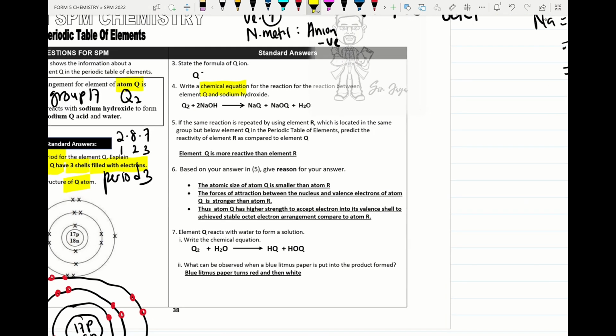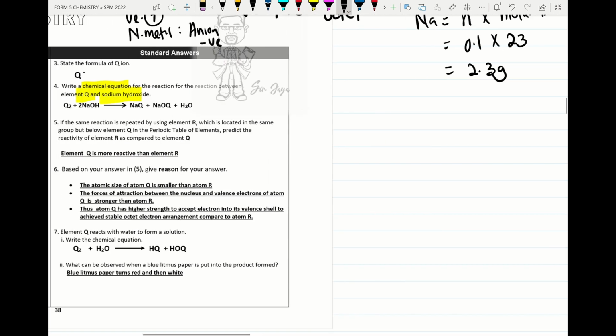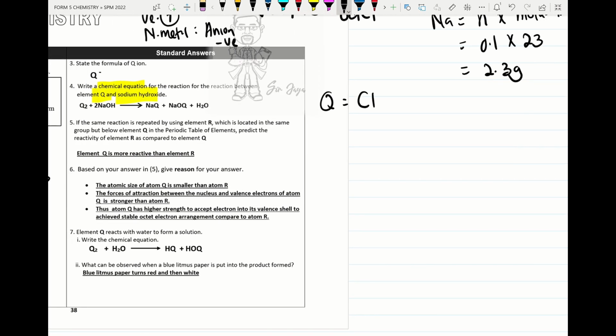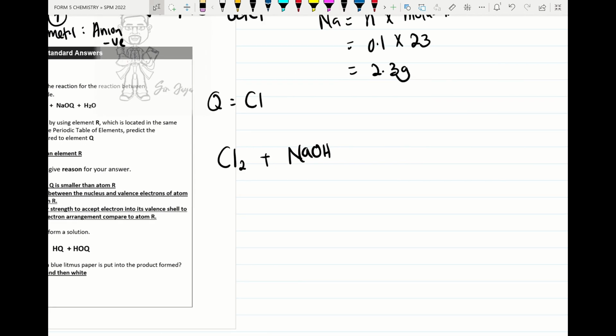Question number 4. Write down the chemical equation for the reaction of element Q with sodium hydroxide. I do Q. Q represents Cl. Alright. So I take the Cl, Cl must be a diatomic molecule, reacting with sodium hydroxide. So I put here sodium hydroxide. Alright, so when chlorine reacts with sodium hydroxide, please put 2 here. We take 1 sodium hydroxide. We take another sodium hydroxide.